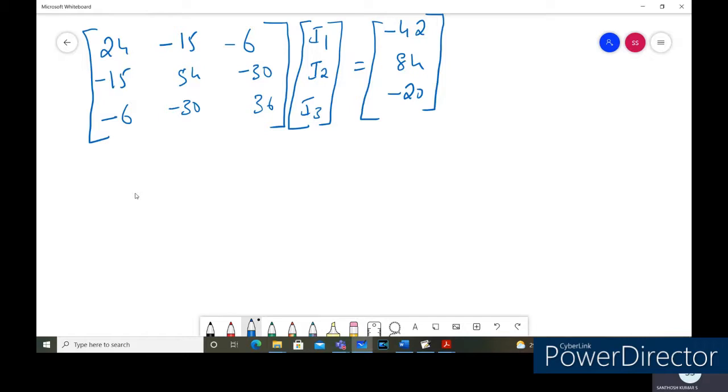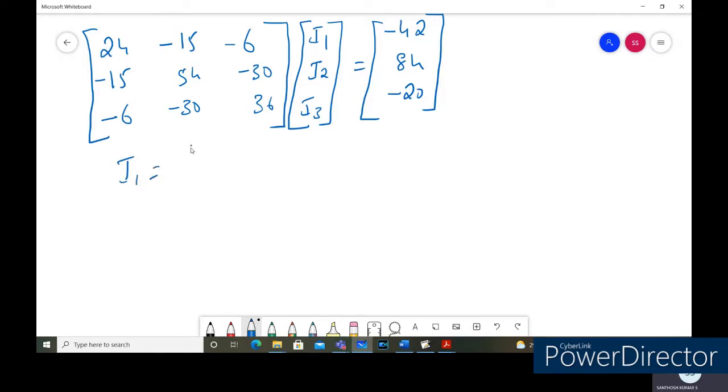The first row is 24, minus 15 and minus 6, and the value for this one is minus 42. For the second equation, we have minus 15, 54, and minus 30, and the voltage is 84. From equation 3, we have minus 6, minus 30, and 36, and the value is minus 20. If we simplify this, we'll get the values for I1, I2, and I3.